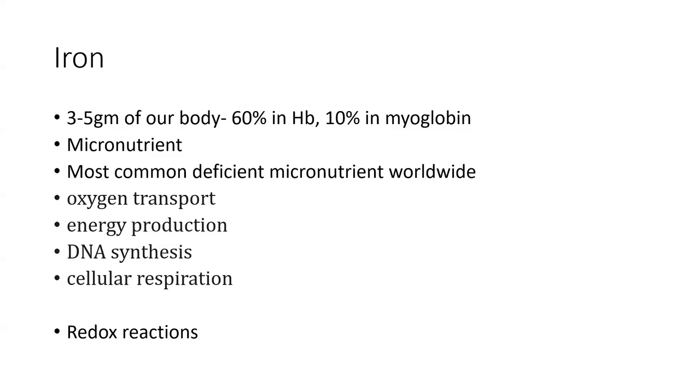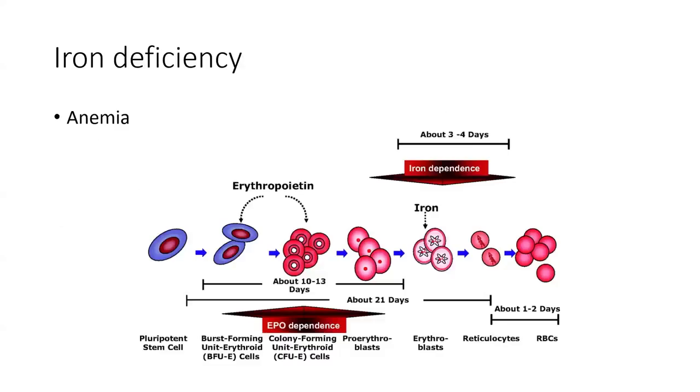And it has many roles: oxygen transport, energy production, DNA synthesis, cellular respiration. So apart from the anemia concept, the other extended roles of iron are probably due to the capacity of iron to undergo redox reactions. Redox reactions are where an inorganic compound can donate and accept electrons whenever required in biological systems. So when iron deficiency occurs, definitely anemia will come out.